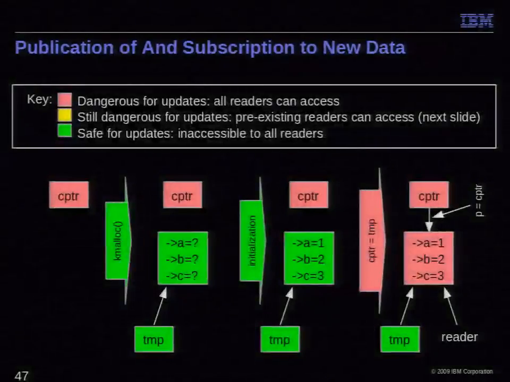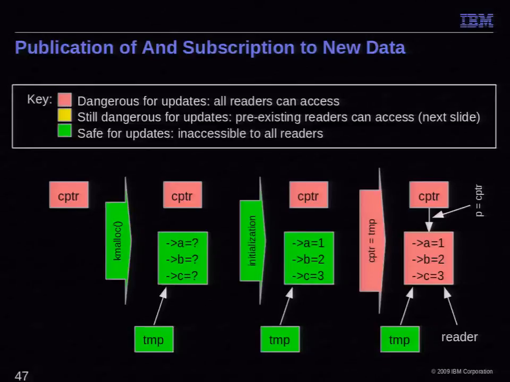So maybe it's the data item for the cat being born. We have the cat pointer here, the C pointer. And what we're doing is these colors. A red thing is something that might be accessed by a reader at any time. And that means if an updater is going to mess with it, it has to be very, very careful. A green thing is something that only the updater has access to. The readers have no way to get to it.